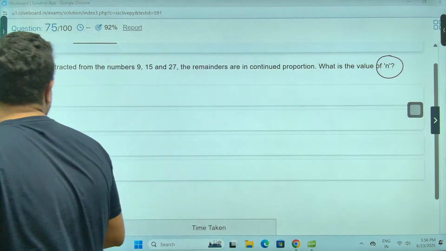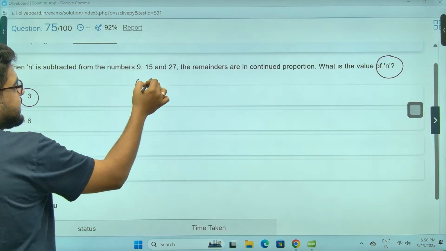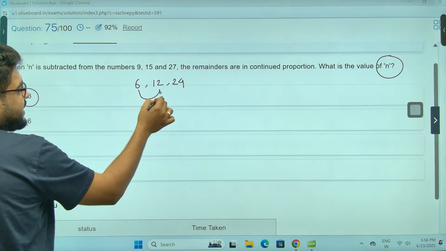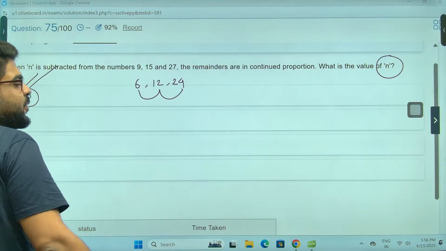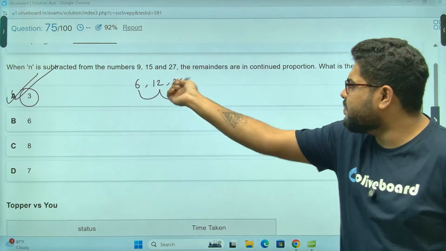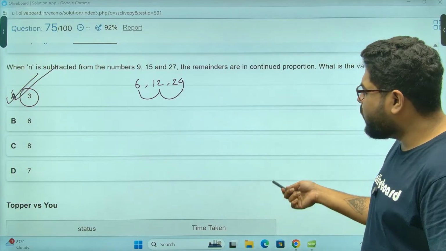Use trial, sir. If 3 needs to be subtracted, 9 gives 6, this gives 12, this gives 24. Sir, this is the answer. 6 twos are 12, twos are 24. It should be a GP. So this is my answer. I don't need to check anything else. Just by checking, this is simply giving us the answer. A 10 second question. So do not overplay with this, sir.